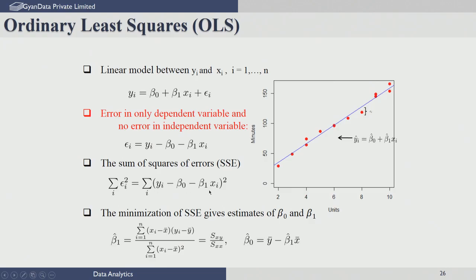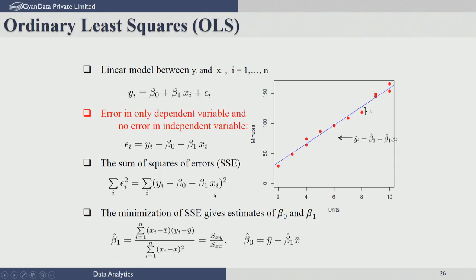You differentiate this with respect to beta naught and set it equal to 0; that is called the first order condition. Those of you who have done a little bit of calculus or optimization will know that all I have to do is differentiate this function with respect to beta naught, set it equal to 0, differentiate with respect to beta 1, set it equal to 0, and solve the resulting set of equations. Finally, I will get the solution for beta naught and beta 1 which minimizes this sum squared error.